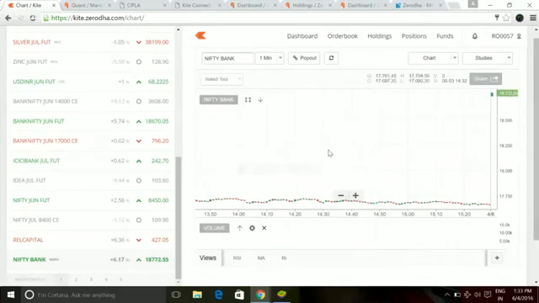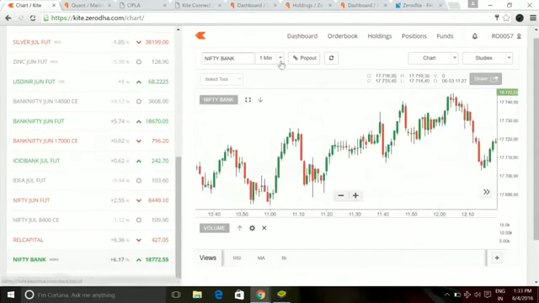Yeah, it's quite straightforward. And then you can change the time intervals right from here.